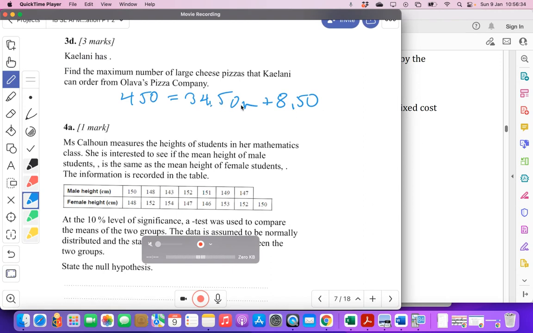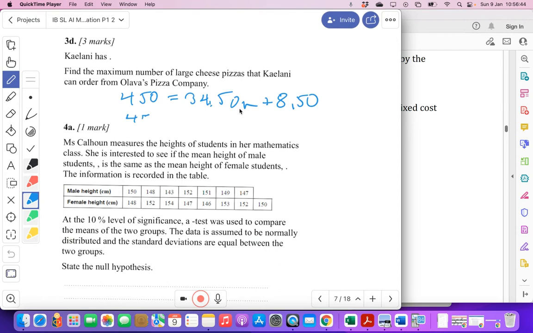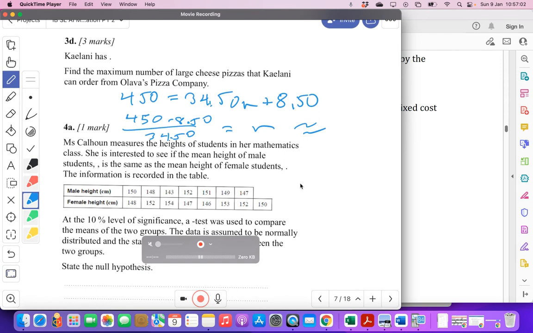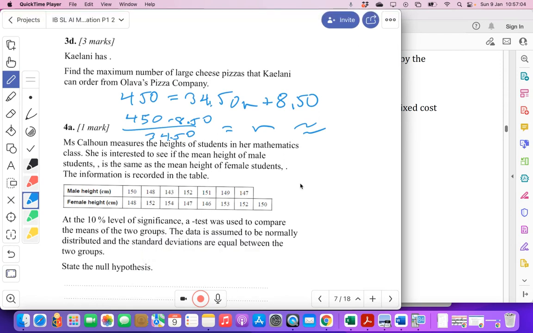So this is my equation. I'm going to subtract the delivery cost, and then I'm going to divide by 34.50, and then I get n. Okay, and again, I could have a decimal answer, but I rounded my answer to whole pizzas, and I got an answer of 12 pizzas.